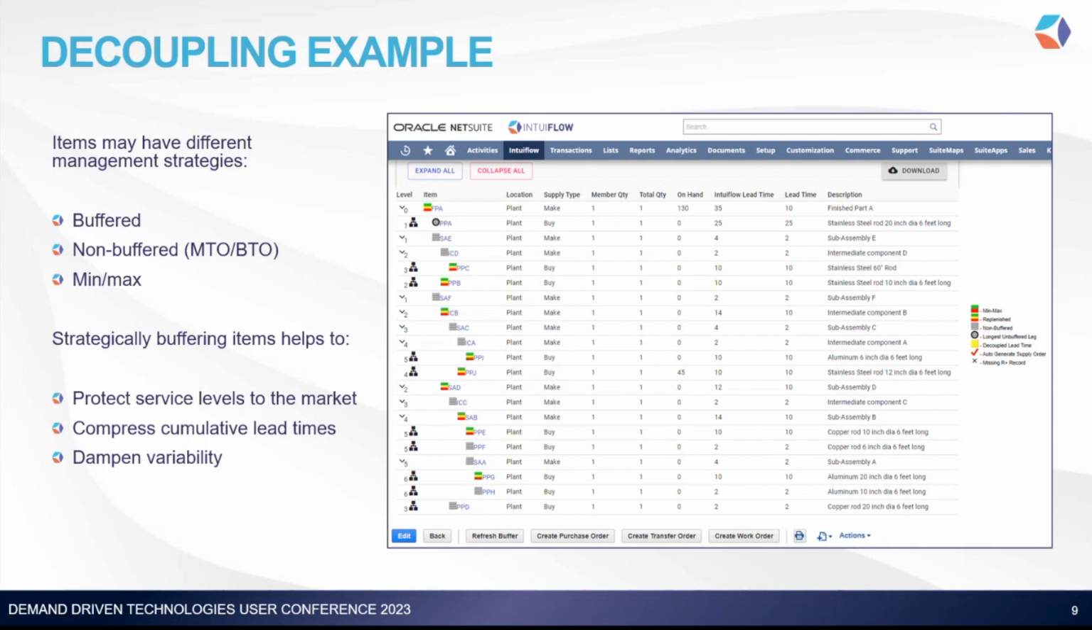To go another step further, maybe we sell part PPJ as a replacement item or something like that. So in addition to the work orders that consume it via these bills of material, we've got sales orders that consume it. Maybe we distribute it out to forward locations, and so we've got transfer orders as well. So all of those different types of transactions will consolidate as the consumption that goes into the sizing of that part's buffer.